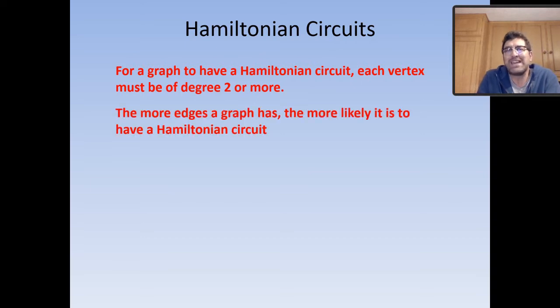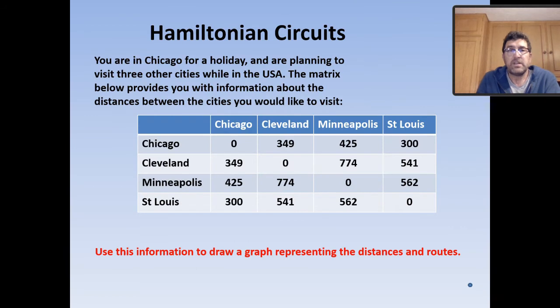Now obviously the more edges a graph has, the more likely it is to form a Hamiltonian circuit. Let's look at an example. You are in Chicago for a holiday and you are planning to visit 3 other cities while in the USA. The matrix below provides you with the information about the distances between the cities you would like to visit. So you want to visit Chicago, Cleveland, Minneapolis, and St. Louis. Now just remember the previous matrix that we looked at here.